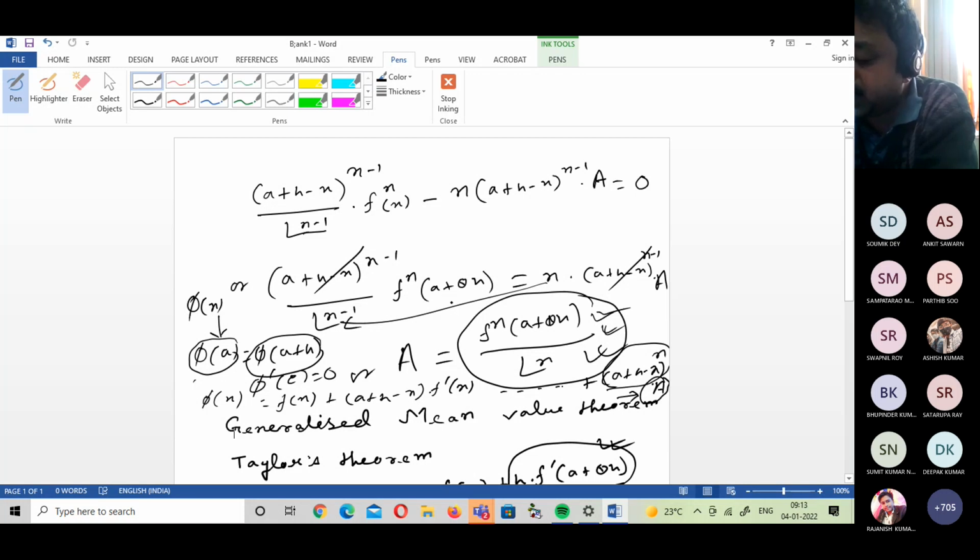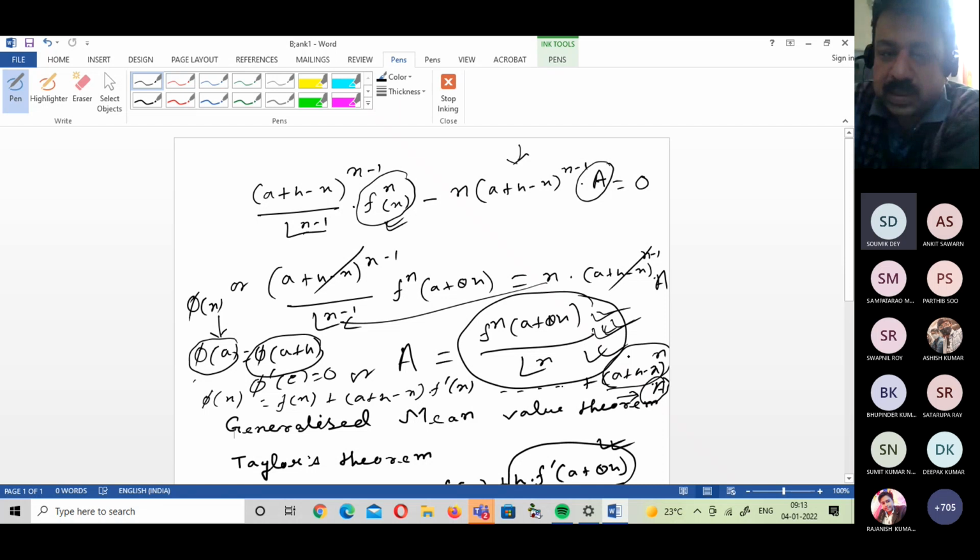In that way, you have calculated phi dash x, and when you calculate phi dash x, all the terms will be deleted. Only the term f of n, in the next term there is no term to cancel f of n. So you can easily obtain the value of capital A. That capital A is this. This is the Lagrange's form of remainder.